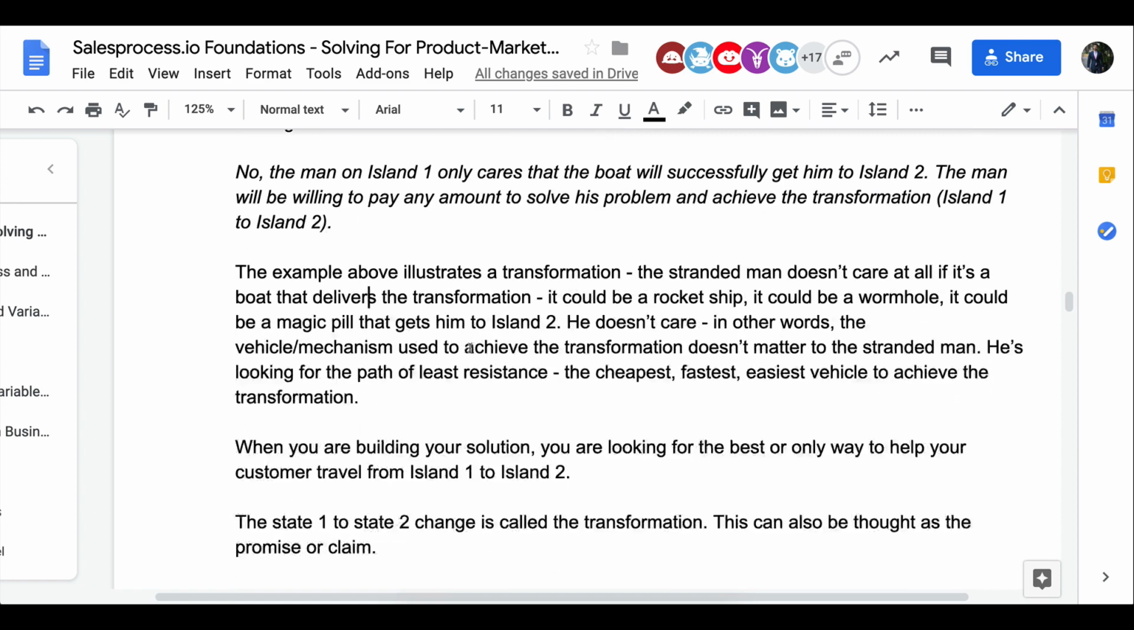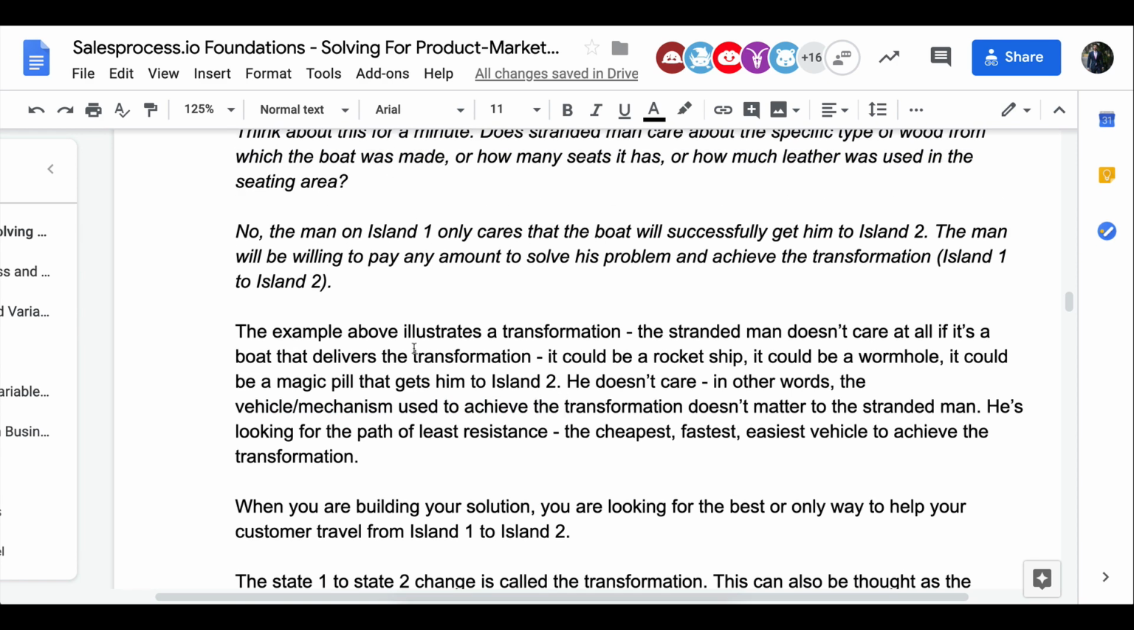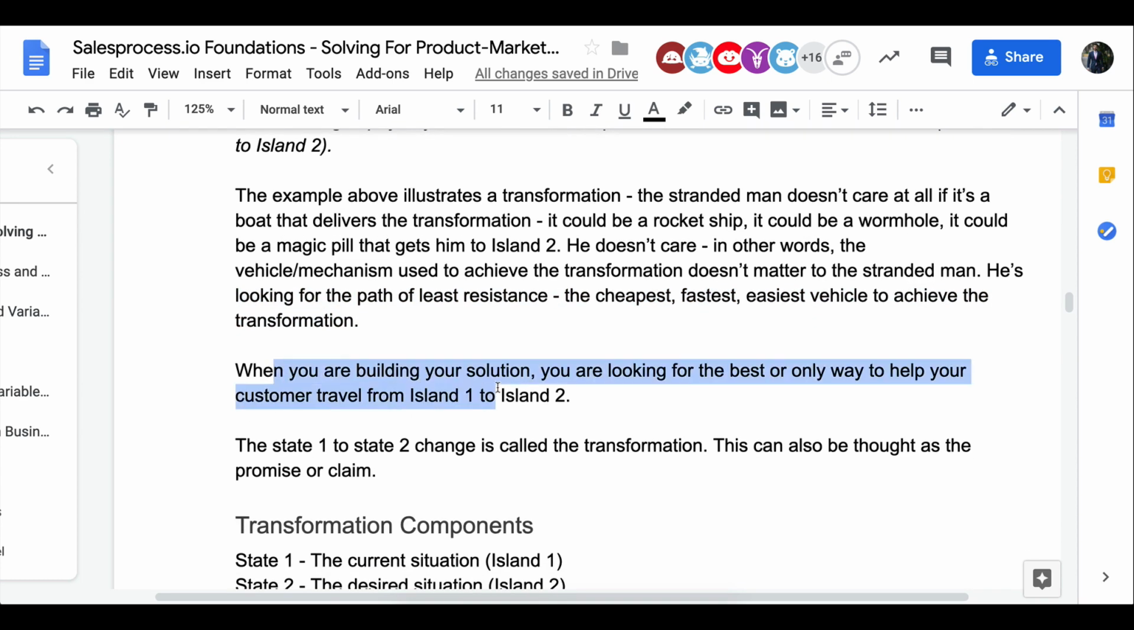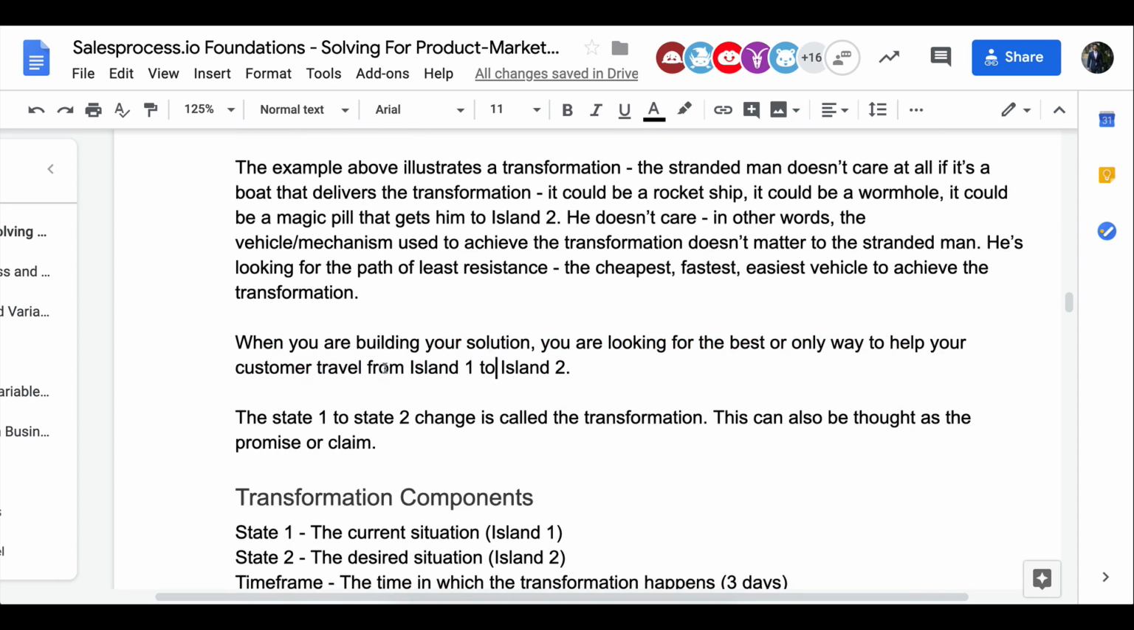In other words, the vehicle or the mechanism used to achieve the transformation doesn't matter to the stranded man. This is a really important point. He's looking for the path of least resistance. He's looking for the cheapest, the fastest, the easiest way possible to get to island two and to achieve that transformation. So when you're building your solution, you're looking for the best or only way to help your customer travel from island one to island two. And this state change is called the transformation.